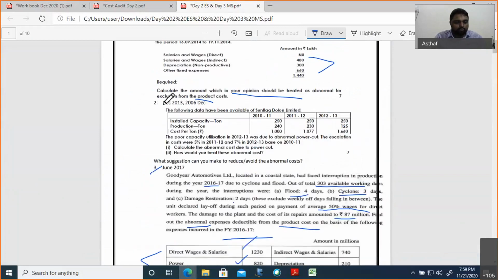Question number 2, a very interesting question. The following data have been given for Sunflag Dolon Limited: installed capacity, production cost. See, this is a very interesting sum. In the last year, the capacity utilization was low due to abnormal power cut, so we have to identify that cost. My dear friends, here we are approaching one cost. In this question, they have given only cost. They do not tell what is fixed cost and what is variable cost.